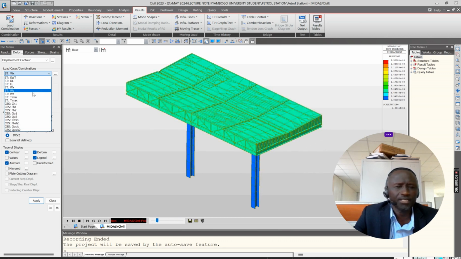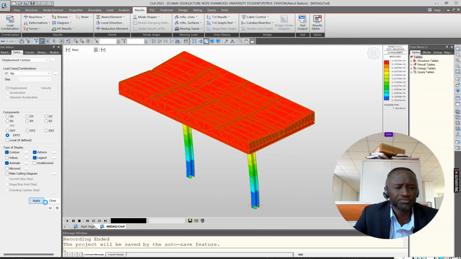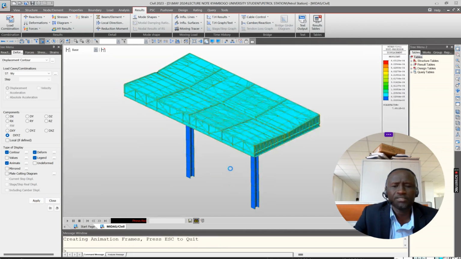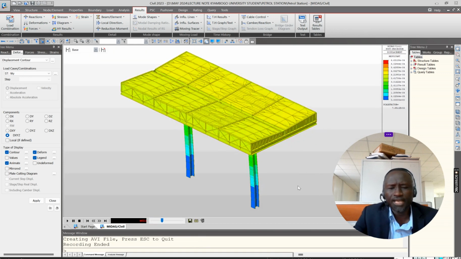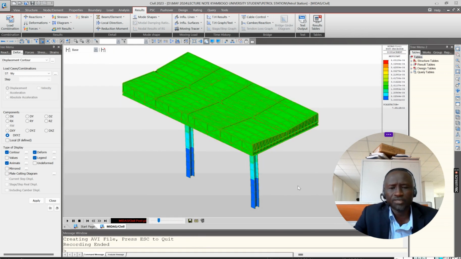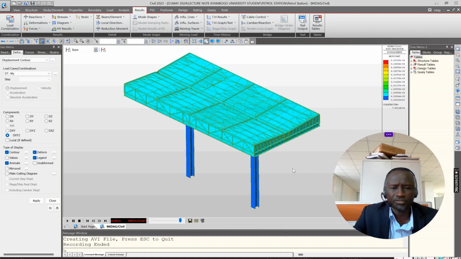That was in the shorter direction. What about the one in the longer direction? How does the structure respond? You can see the implication. This is how the structure responds in the lengthwise direction when wind is moving through. This one is not uplift.